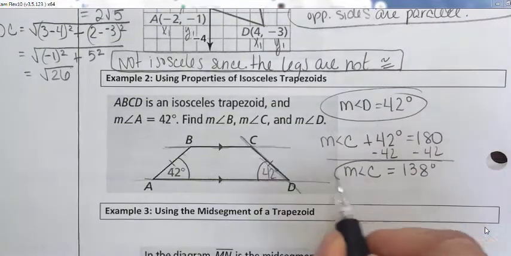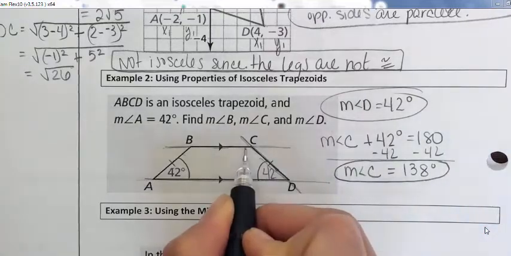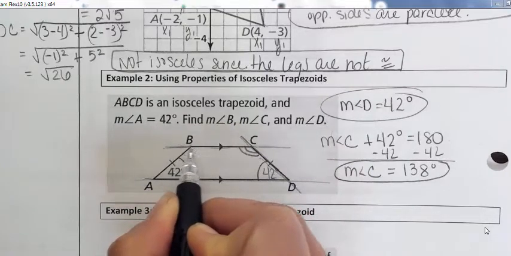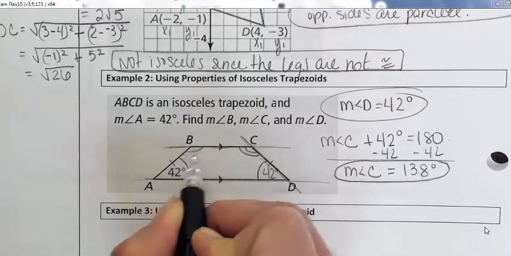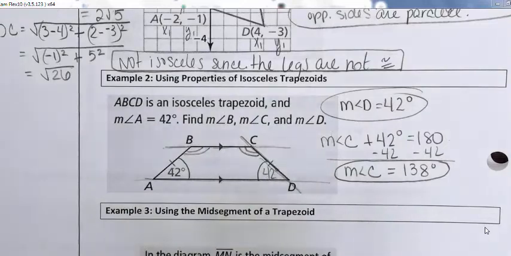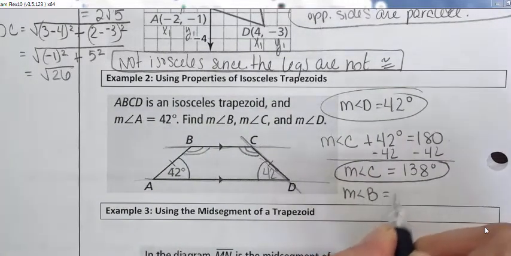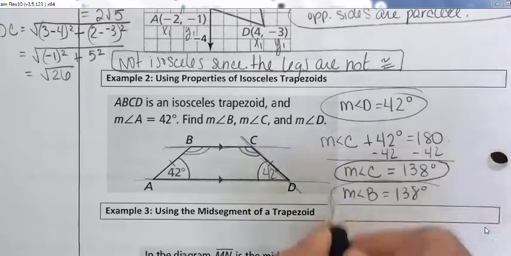Okay, and then I know that measure of angle C is a base angle that is congruent to the other base angle that's adjacent to base BC, right? Because this is an isosceles trapezoid. So therefore, the measure of angle B will also be 138 degrees.